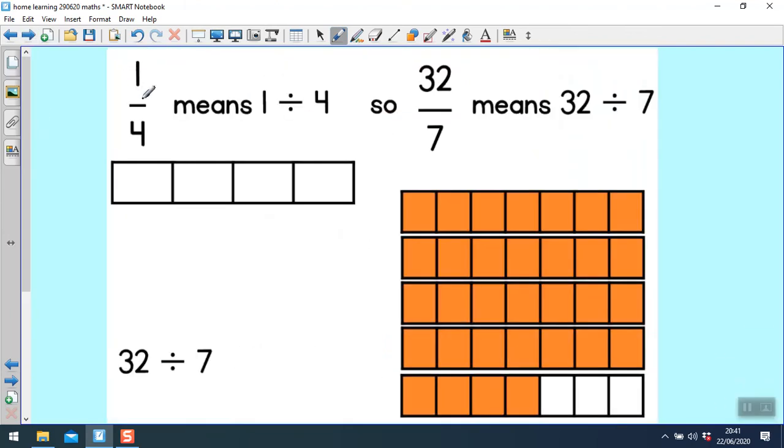So 1/4 means 1 divided by 4. You've got a bar, you split it into 4 sections. 1 whole bar divided by 4. So 32 sevenths means 32 divided by 7. You've got 32 sevenths and you split them into sections of sevenths. You have got 1, 2, 3, 4 whole ones, and you've got 4 left over out of 7. 4 and 4/7.